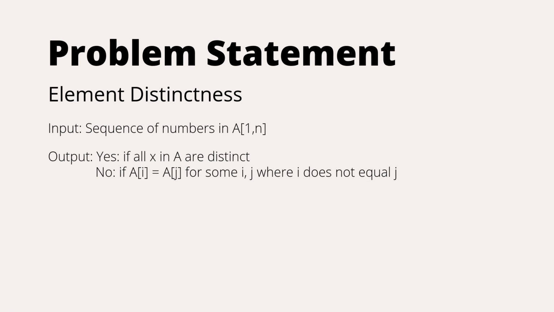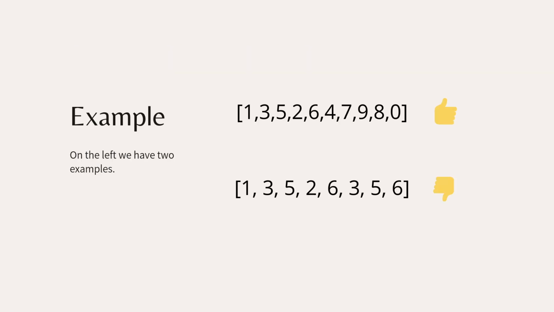If A_i is equal to A_j for some i and j where i does not equal j, they are repeated elements. I will give you no. If all the elements are distinct, I'll give you yes. Here are two examples.